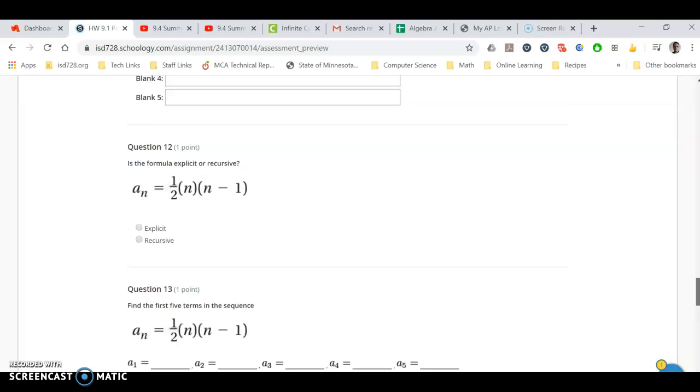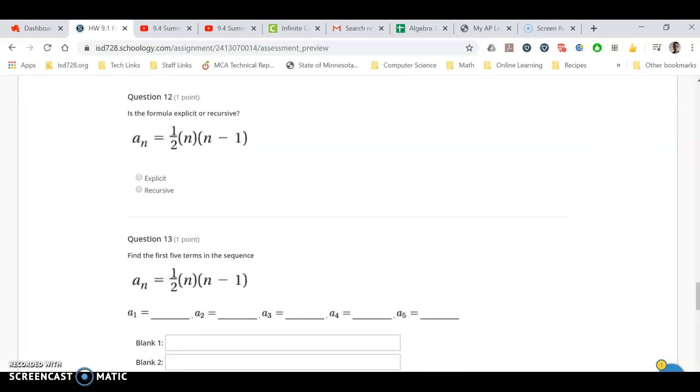Okay, and then maybe one more like that. Number 12 asks, is it explicit or recursive? This one only has one equation, one part, a sub n, and there's no a sub n minus 1. It just uses n in the calculations here. So this would be an example of an explicit formula.